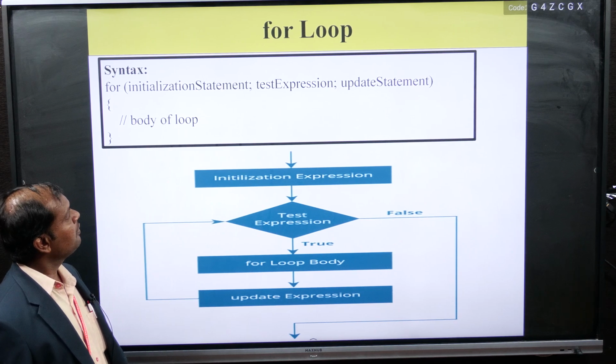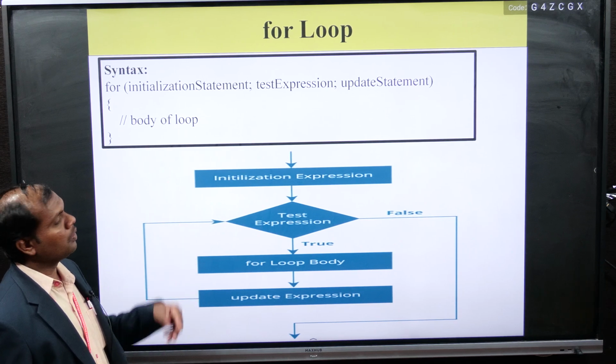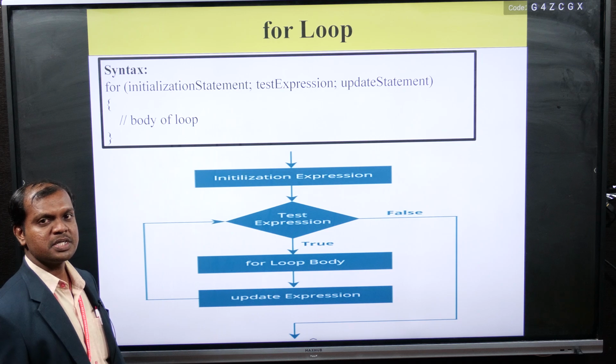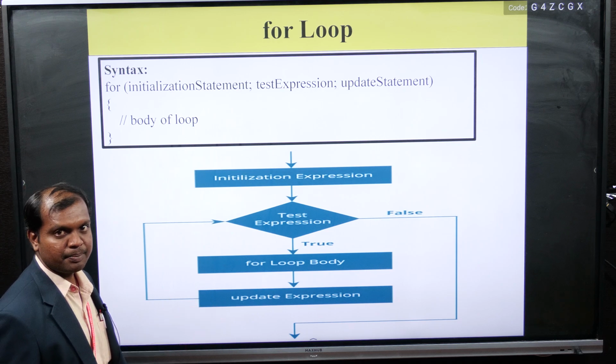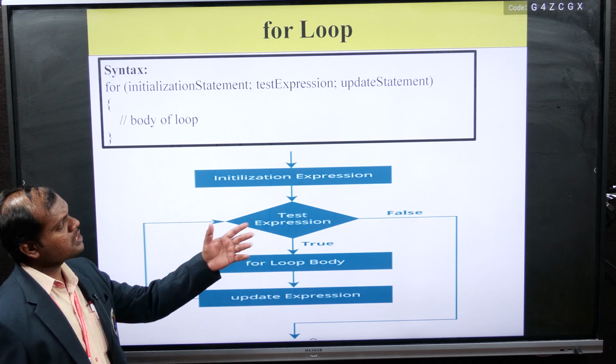Good morning everyone. Today we are going to discuss the for loop. A for loop is an entry control loop. It consists of three parts. One is the initialization part, another one is the testing part, and another one is the updation part.